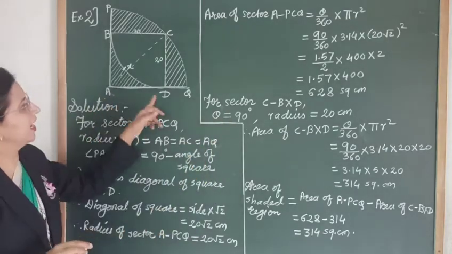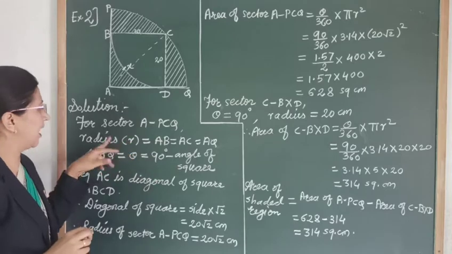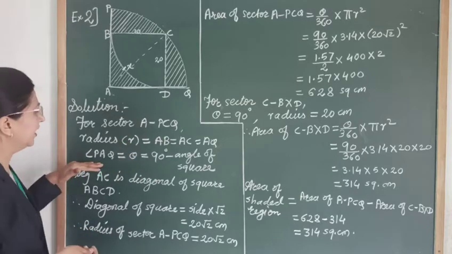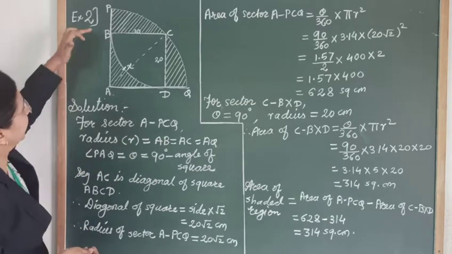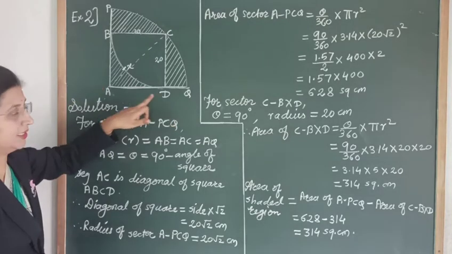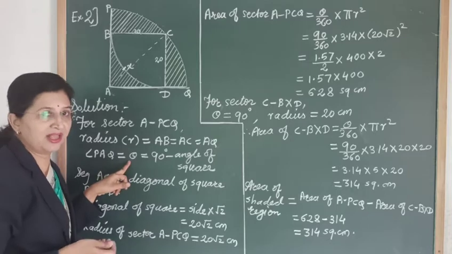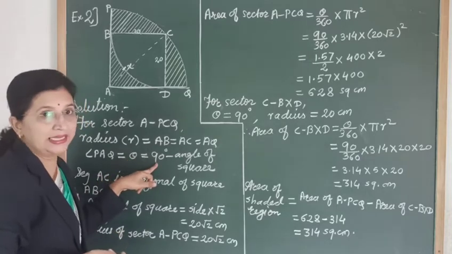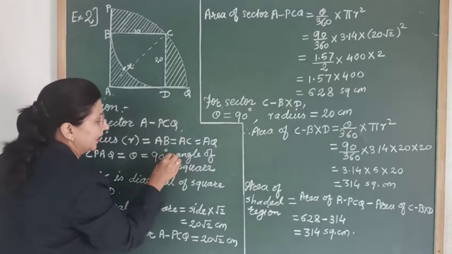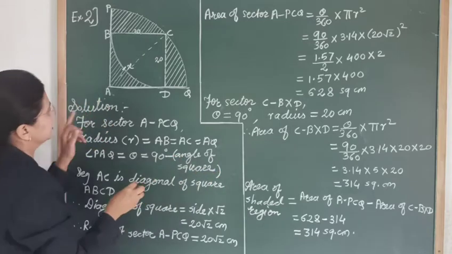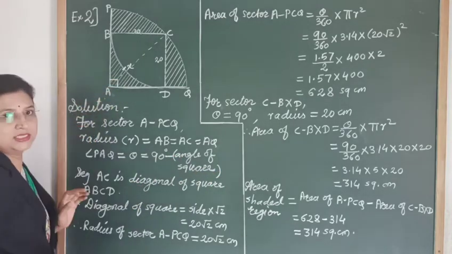Okay. So these are the radii of this larger sector. Then angle PAQ, that is the central angle. That is theta. We are representing the central angle by theta. It is 90 degrees. Why is it 90 degrees? Because this is the angle of a square.